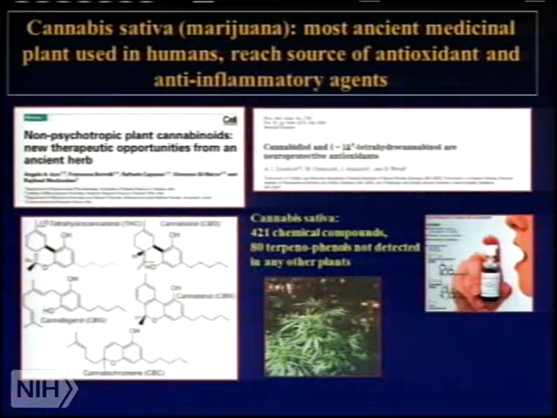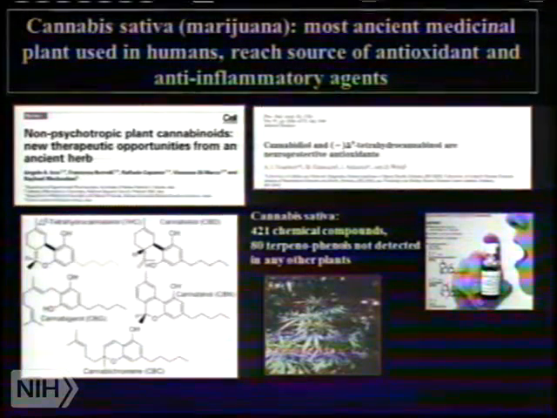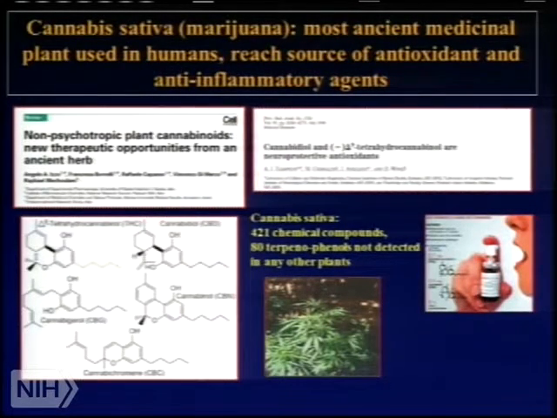So here I will show an example of how this can be targeted by modulating inflammation and oxidative stress, or by targeted antioxidants to the mitochondria. Marijuana, you probably heard a lot about this Cannabis sativa, particularly recently, where it is getting legalized in some states. It is a source of over 400 various compounds, 80 of which are very unique terpenophenols, which resemble different antioxidants.